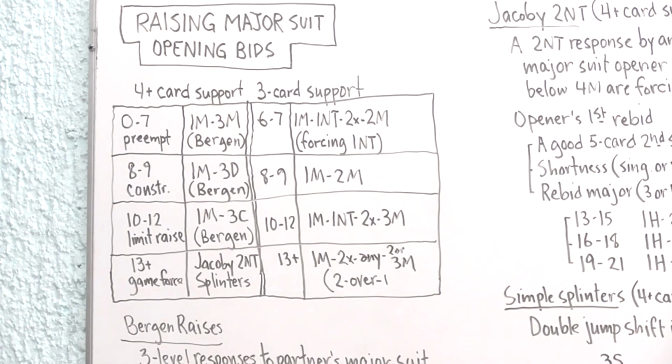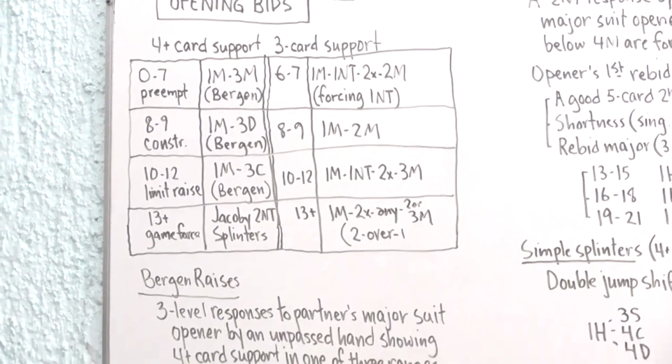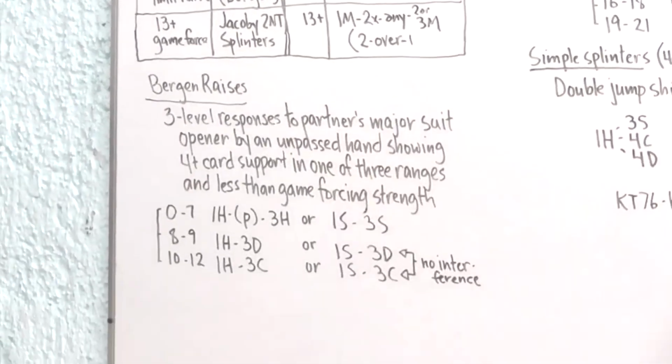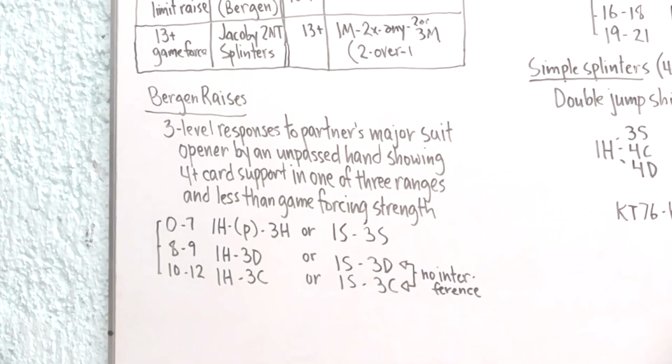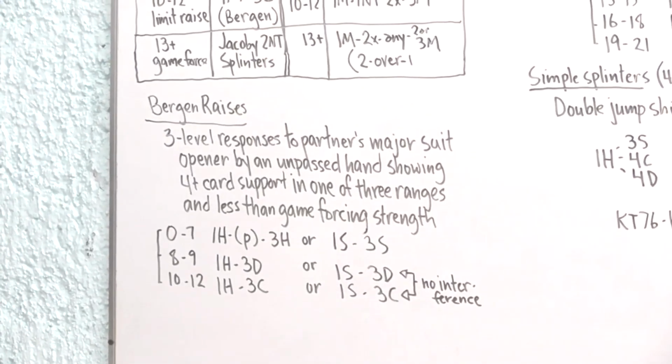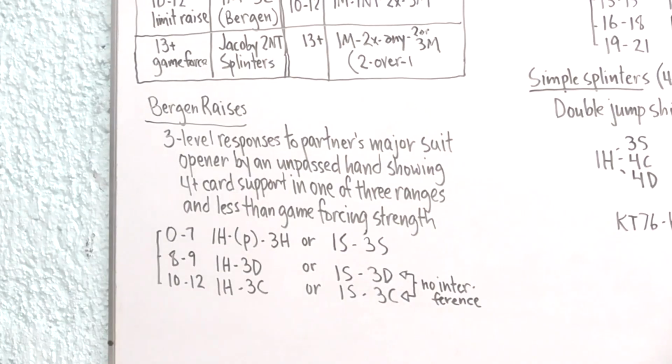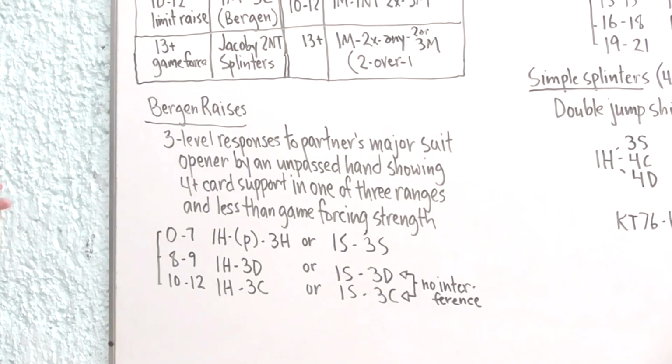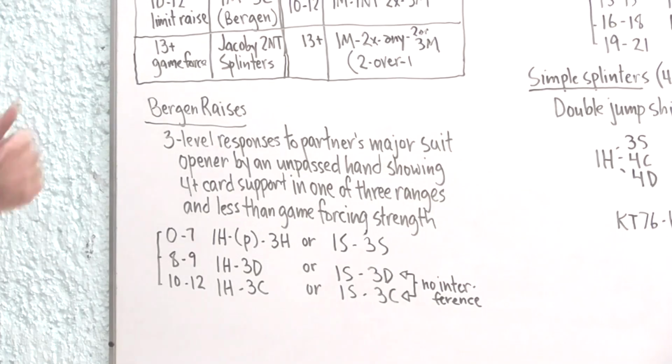Okay, Bergen raises. Let's talk about those. Now, this is the contracted set of Bergen raises, the 3 bids. There's also an expanded set of 8 bids, and what I'm telling you now about Bergen raises only applies to this contracted set. So, for example, I'm going to tell you that we make these bids with less than game forcing strength. But that expanded set of Bergen raises includes some bids with game forcing strength. Okay, so just wanted to make that clear.